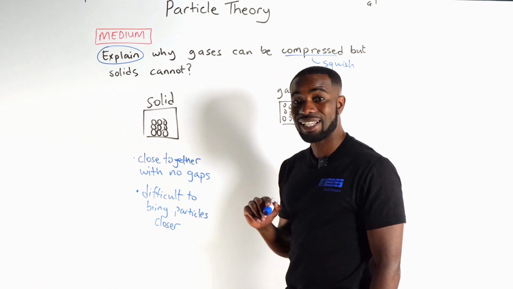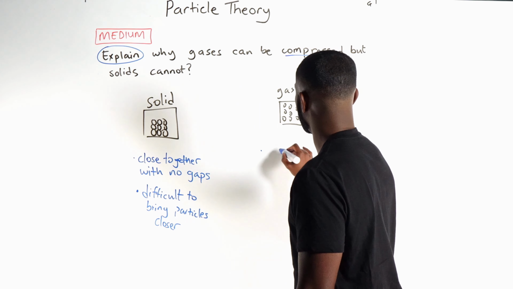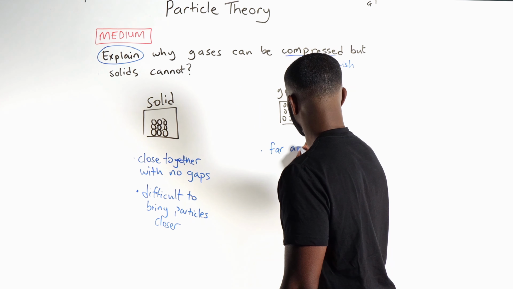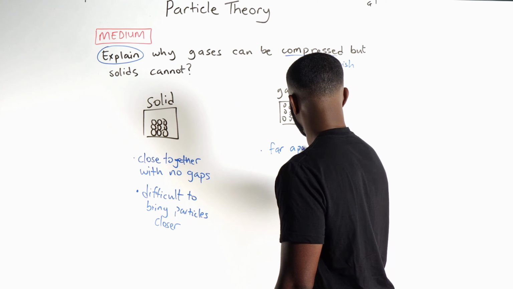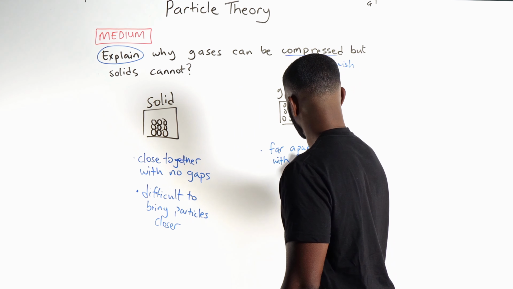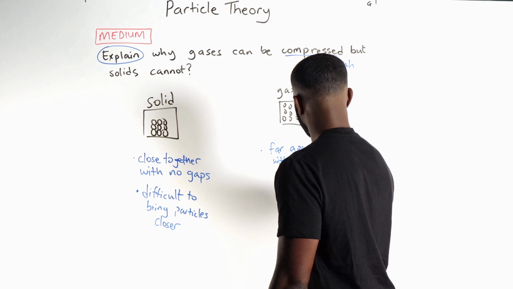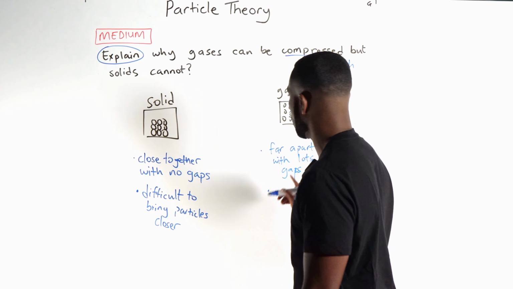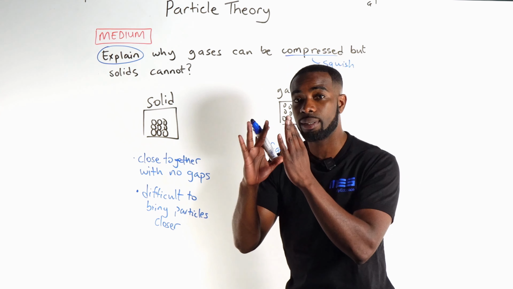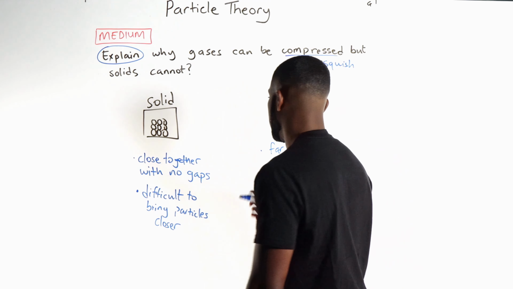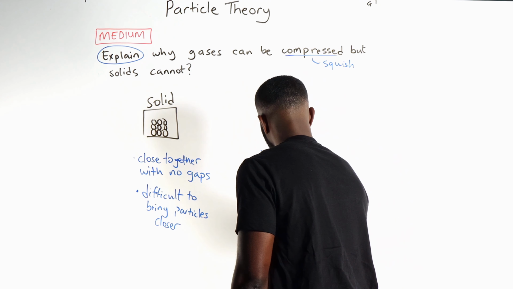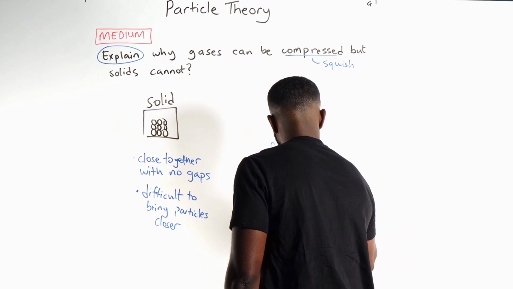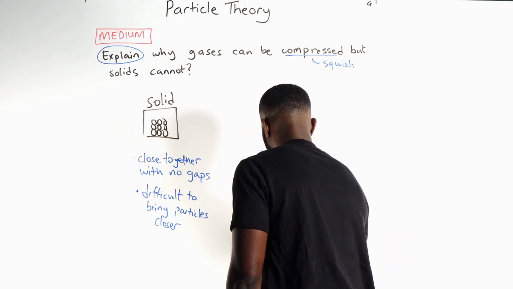Whereas when we look at the gas here, you can see the particles are far apart with lots of gaps. And that makes our job very easy because we have lots of gaps here and we're trying to bring them a lot closer together. It's very easy to do that. So it's easy to bring particles closer when we have so many gaps there.